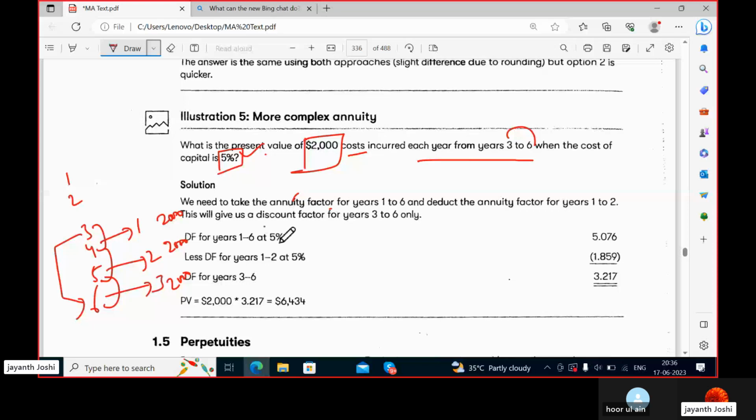So this is what we have, 1 to 6 years. The annuity factor, we have 1 to 2 years annuity factor. From that we have removed, and then we got the discount factor for 3 years, that is 3.217. Now we will take this 2000 which we are investing, or the cost which we are incurring for the third, fourth, and fifth year, and we'll take the annuity factor from 3 to 6 years. That is, we have got it by taking the annuity factor from 1 to 6 years, 5.076, minus the annuity factor of 1 to 2 years, 1.859, and we get 3.217. We'll multiply and we'll get the present value.